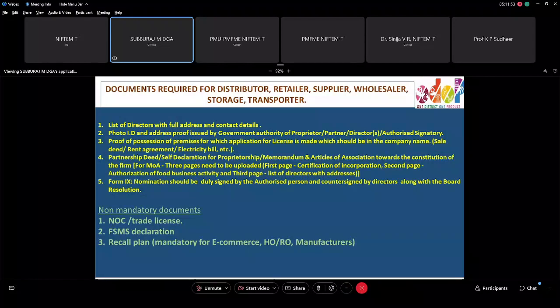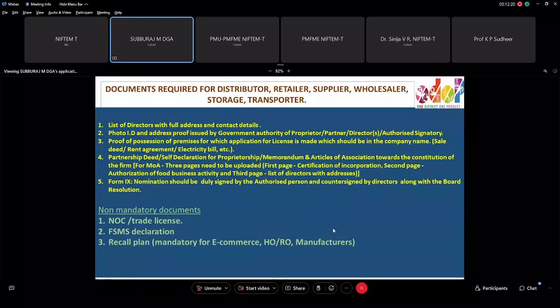The first is a list of directors with their full name, address and contact details, then Aadhaar card or passport or voter's card, then proof of possession of the premises: electricity bill or rent agreement or deed. Then the fourth document: if you are a single person, proprietorship, or if it is a company, the memorandum and articles of association. This is very important. Then Form 9. These are the five documents.